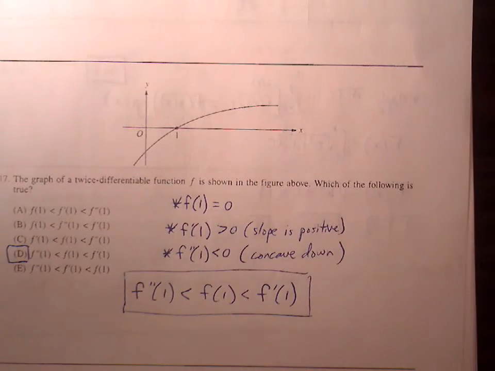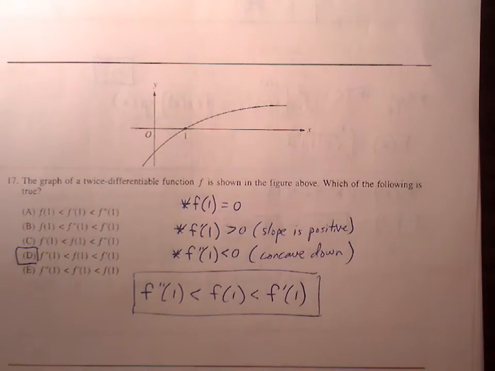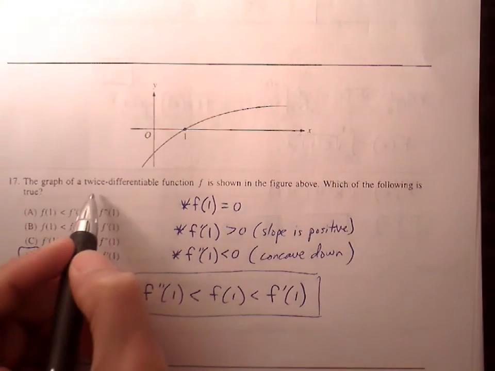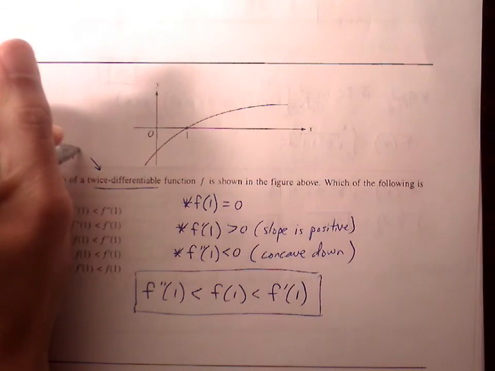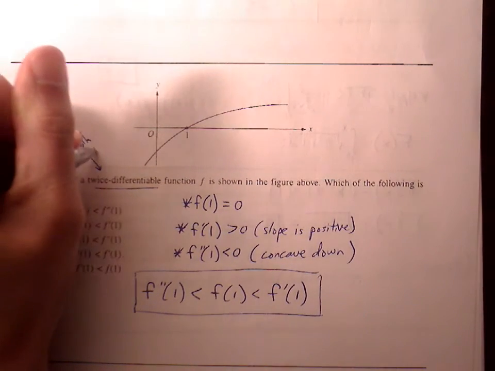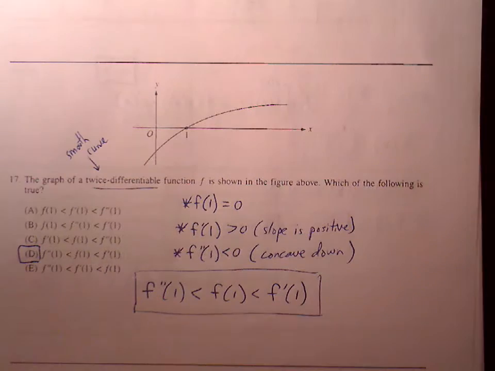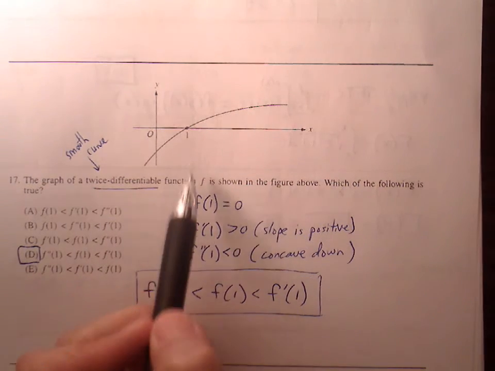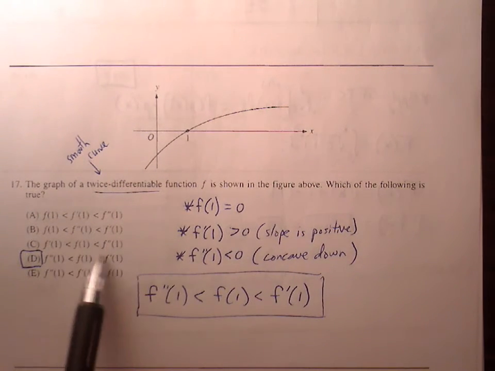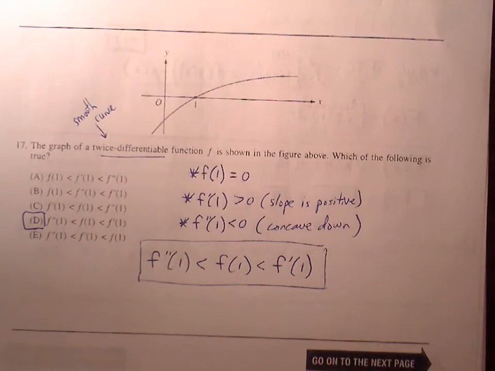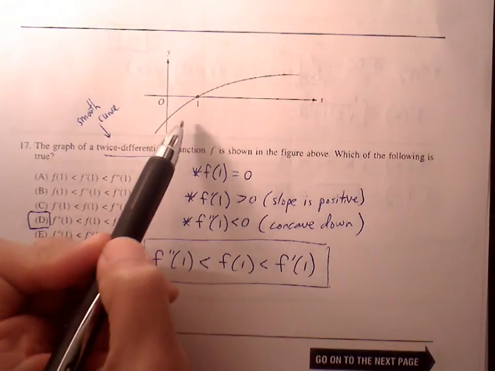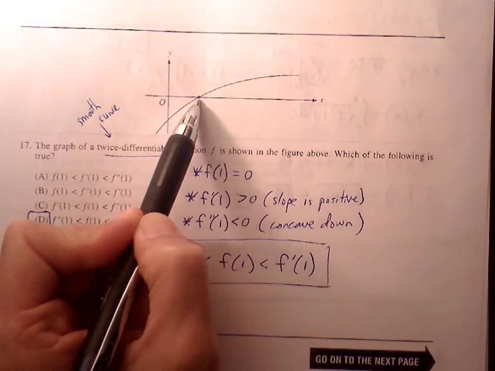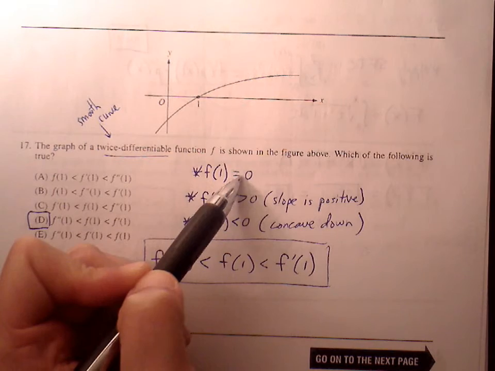All right, for 17, we have a function f of x provided. It's twice differentiable, so a smooth curve here. Which of the following is true? All this is pairing information about the ordered pair, the slope at that ordered pair, or the concavity at that ordered pair. So if we look at f of 1, that's clearly just going to be at the x-intercept, so f of 1 equals 0.